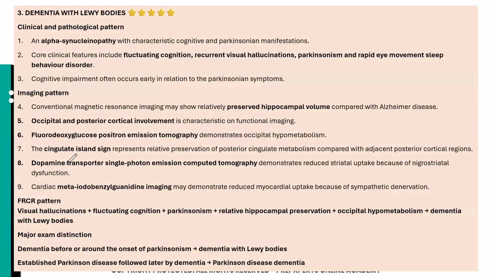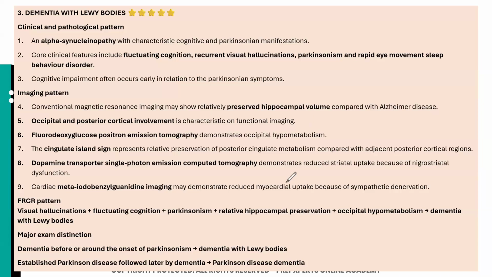So this should be preserved. That cingulate island sign represents relative preservation of posterior cingulate metabolism as compared to its adjacent posterior cortical areas. We can do dopamine transporter SPECT imaging that will show reduced striatal uptake because of nigrostriatal dysfunction. That is actually the cause of Parkinson-like symptoms. Cardiac imaging can be done that will show reduced myocardial uptake as well because of sympathetic degeneration.